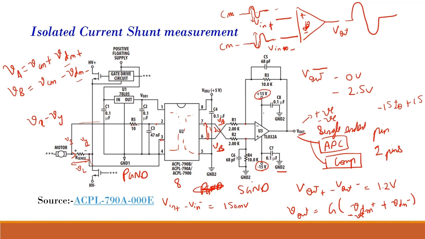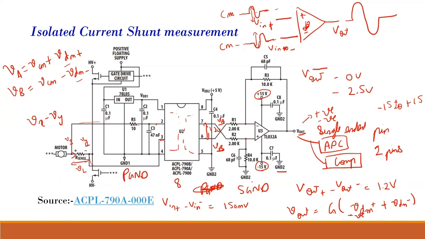Let me think. It can go negative. The output can go negative because this voltage VDM can be negative. This VDM minus also can be negative. So it could go negative, right? There's no constraint on that. Because we are saying both are riding on common mode. The common mode becomes 0.